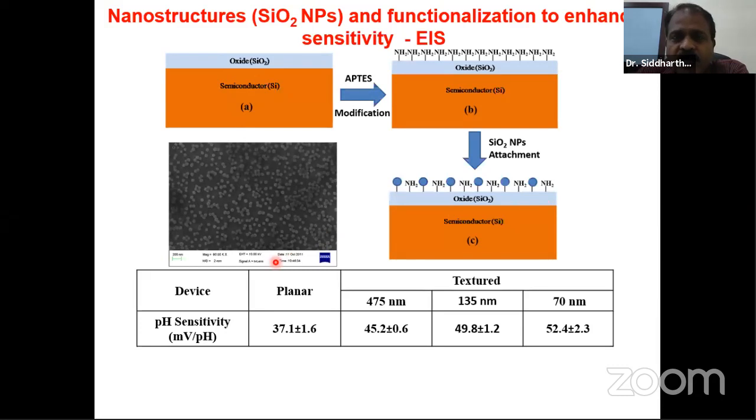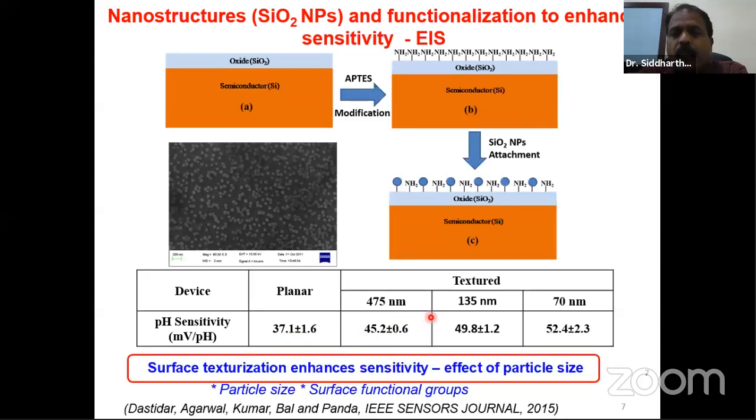So what we saw here is that we had the control case, which was a planar device that did not have any texturing. That gave a value of about 37 millivolt per pH. But when we added particles, the sensitivity went up. And also, the smaller the size of the particles, the higher the sensitivity. So there were two factors responsible for the higher sensitivity. One was the particles, and more important, particle size, and another was the surface functional groups.